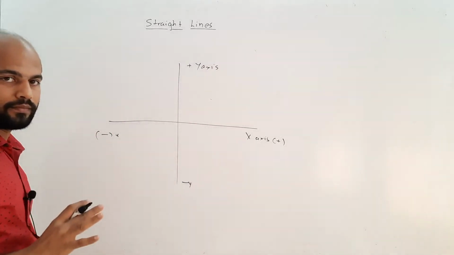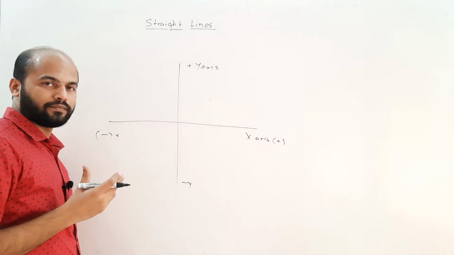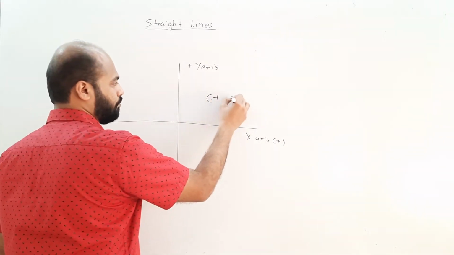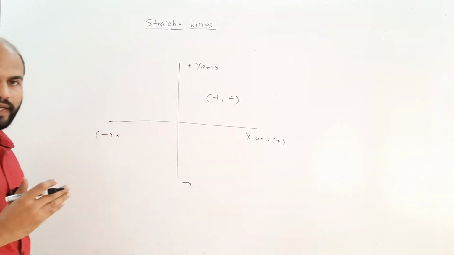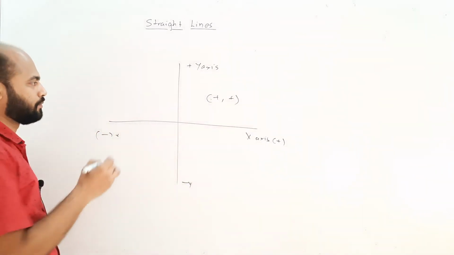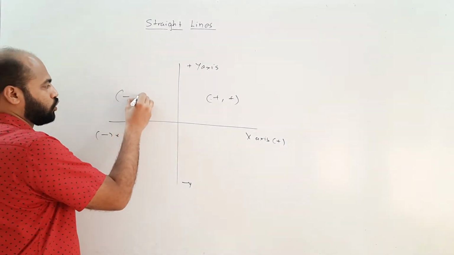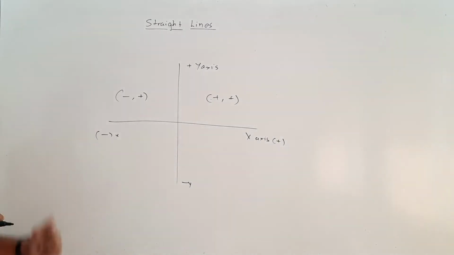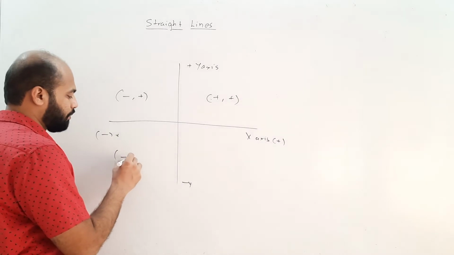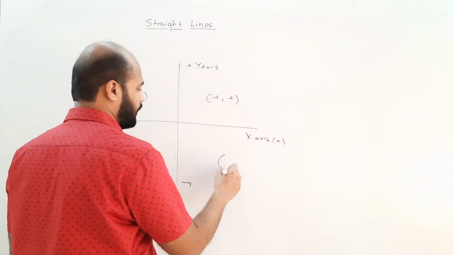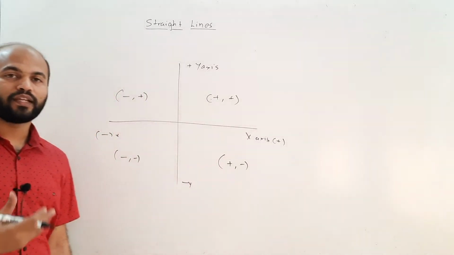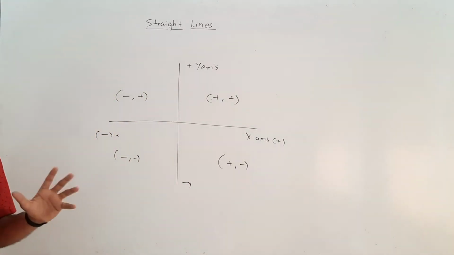Now that we know this, any point found in the first quadrant is of the form plus plus. That means the x and y coordinates are going to be positive in nature. For the second quadrant, the x coordinate is minus and the y coordinate is positive. In the third quadrant, it's minus and minus. And in the fourth quadrant, it is plus and minus, that is, the sign of the y coordinate is negative.